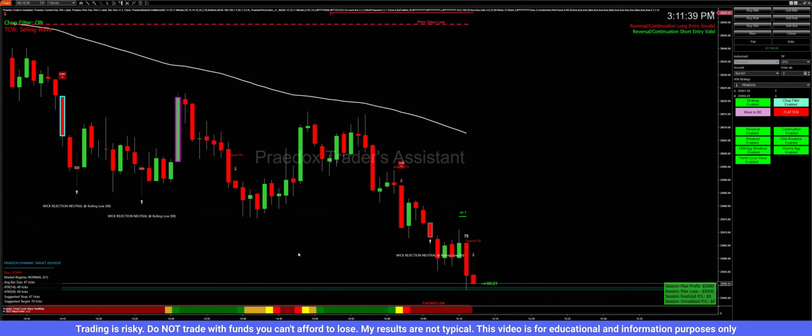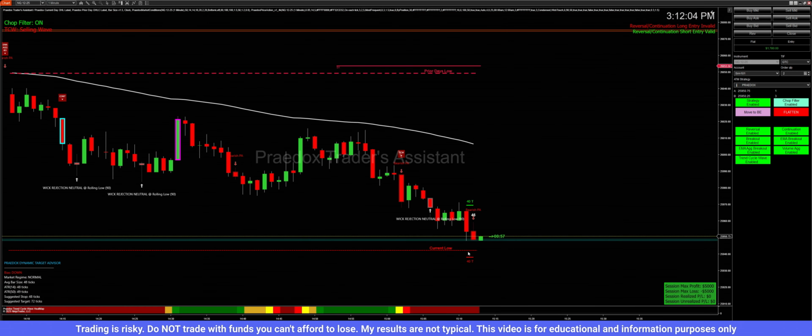So the way this works is it will look for bearish and bullish price action formations. And this combined with the Praedox Trader's Assistant signals is a deadly combination. So you can see here we have some bearish price action going on right now. If we were to get a signal, we probably wouldn't take it because we don't have enough room anyway. So let's just take a look while we wait.